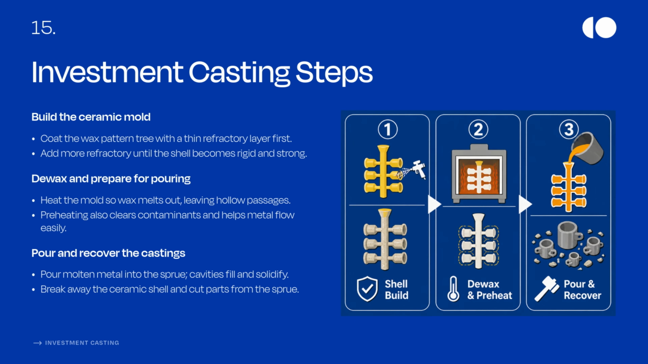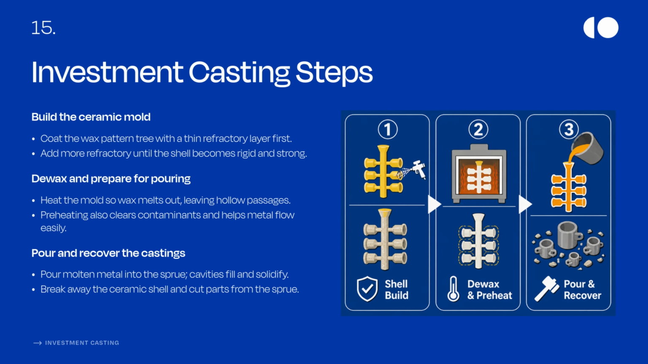Steps in investment casting. Build the ceramic mold: coat the wax pattern tree with a thin refractory layer first, then add more refractory until the shell becomes rigid and strong. De-wax and prepare for pouring. Heat the mold so wax melts out, leaving hollow passages. Preheating also clears contaminants and helps metal flow easily.